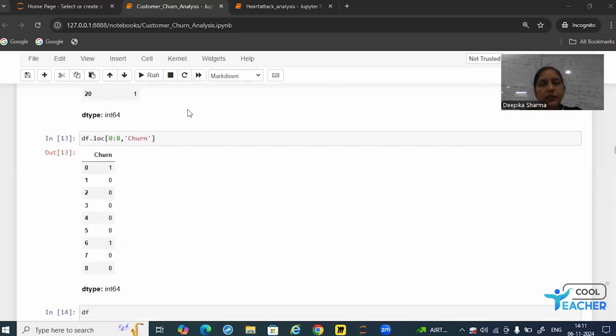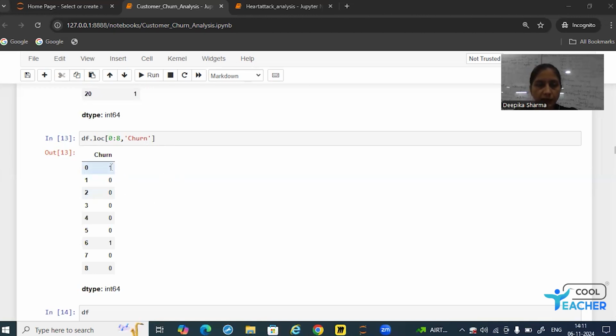If I want to check the churn label only, the last column, I want to see only the total number of 0 to 8 rows with the churn label. So here is the data frame dot loc function, which is a label-based or location-based function. We can check it out: 0 to 8 rows and the churn column are displayed here.